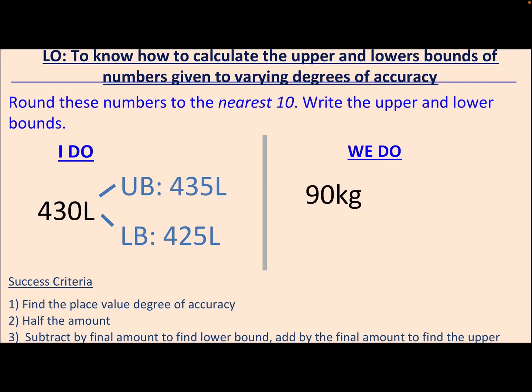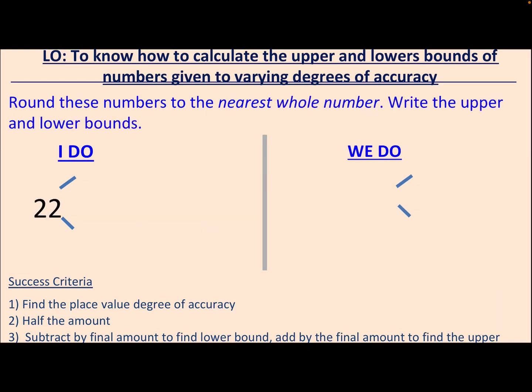Right, make sure to pause the video because I will now be showing the answer. Right, here's the answer. So upper bound is 95 kg, and 85 kg for the lower bound. Alright, so this one is different. It says round these numbers to the nearest whole number now. Okay, we need to write the upper and lower bound.